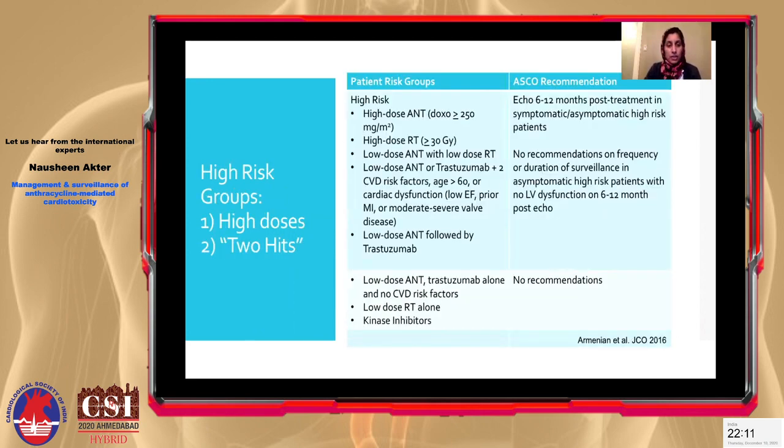ASCO recommends looking at both the patient's treatment as well as their personal cardiovascular risk factors. If they receive high doses of anthracycline or high-dose radiation, then these patients are considered high risk. However, if they're receiving lower doses of radiation or anthracycline, also consider their risk factors. If there are grade 2 or more personal cardiovascular risk factors with low-dose treatment, then these patients are also high risk. An echo is recommended 6 to 12 months post-treatment for symptomatic or asymptomatic patients who are high risk.